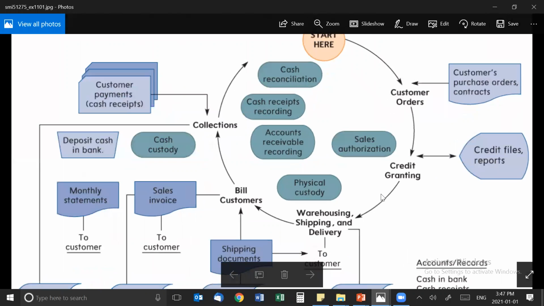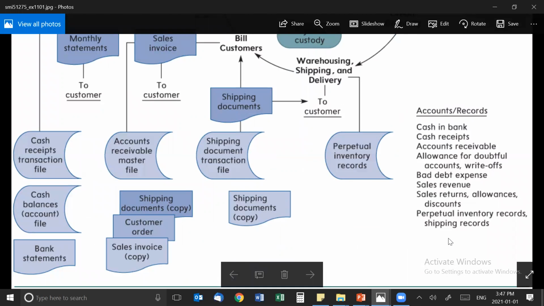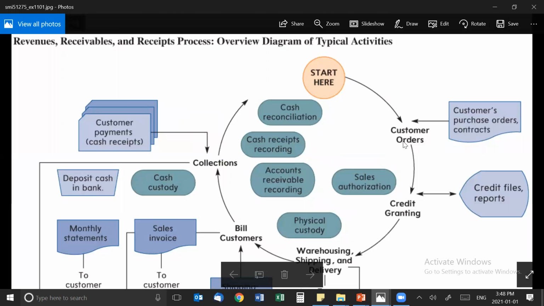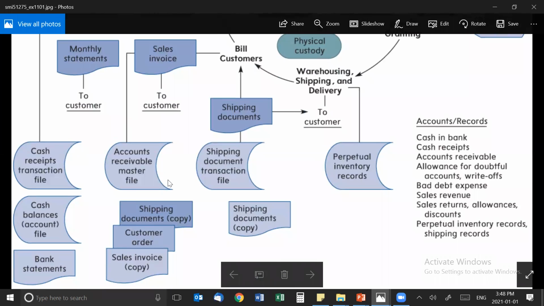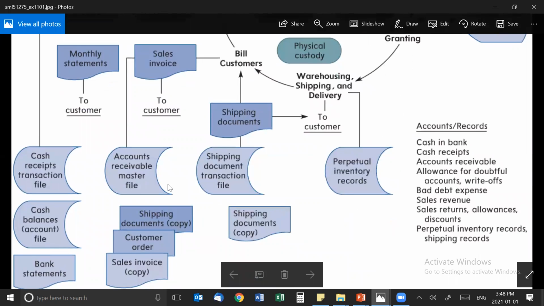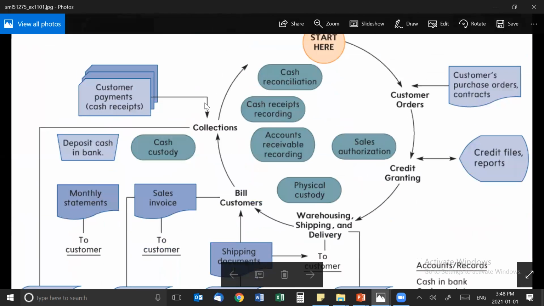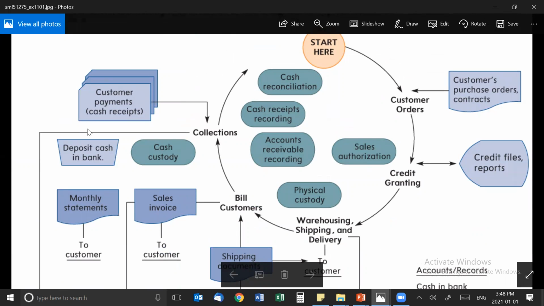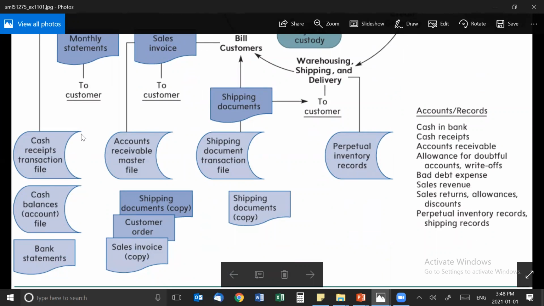So you want to make sure that there is actually inventory for them to give to the customer, right? So you look at the inventory records, and you would have a shipping document. You would bill the customer, so you would have a sales invoice to the customer, and you would probably set up an accounts receivable, right? Have the customer order in there, the shipping documents, those should all be flowing together. And then any monthly statements to the customer if they haven't paid on time. And then you're going to collect the money, hopefully. So you would do the cash collection, the customer payments. You're going to deposit the money in the bank. You're going to look at the cash receipts transaction file and match it up with the bank statements.